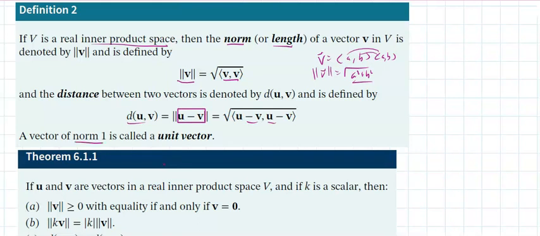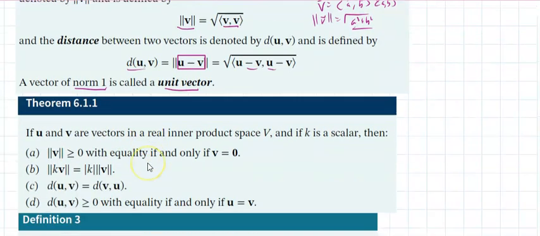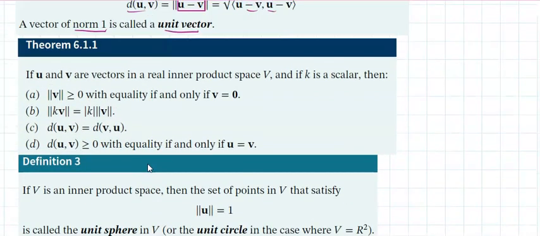A vector of norm 1 is called a unit vector. So take any vector divided by its magnitude, or in this case, by its length, and you'll get a unit vector. And some definitions right there.